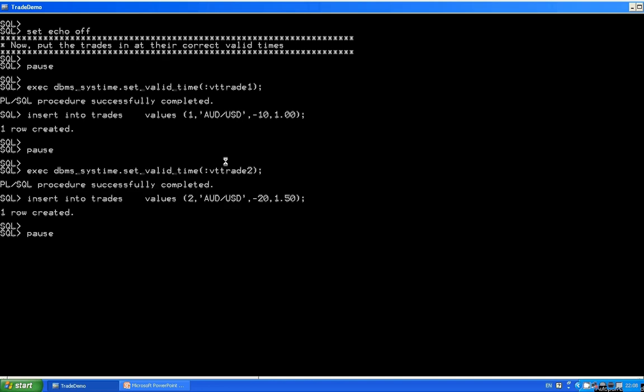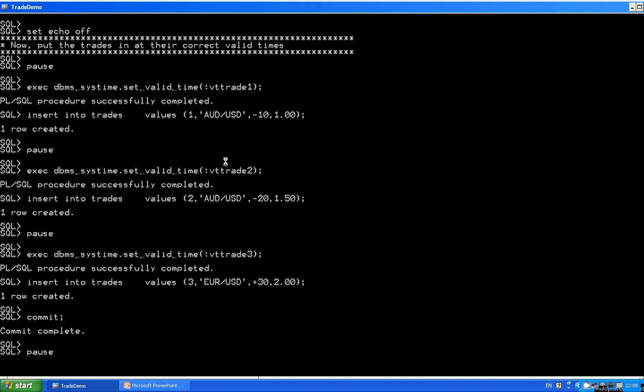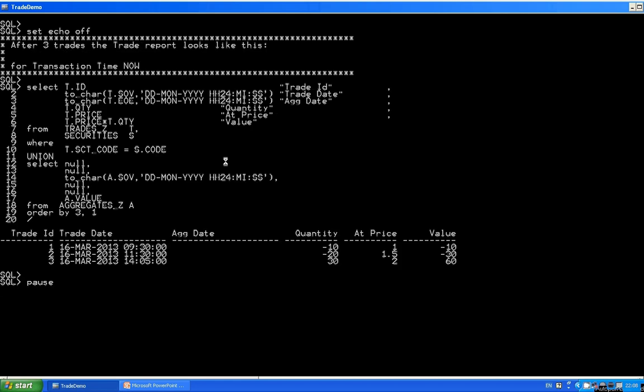Similarly for trade 2 and trade 3. If we now run the select statement to see what's in the database at the time, right now we see that there are 3 trades. The first trade at 9:30, the second trade at 11:30, and the third trade at 2:05.